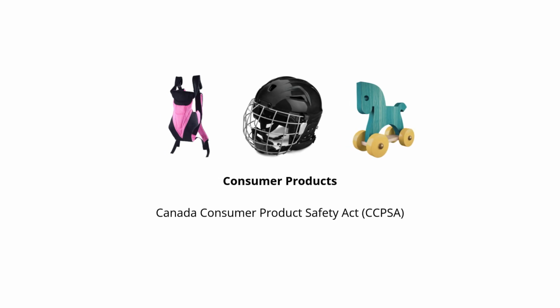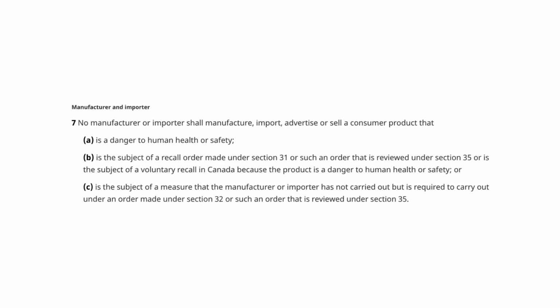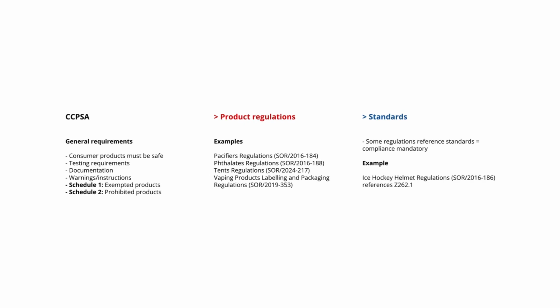Let's begin with consumer products and the requirements under the CCPSA. CCPSA states that no company can manufacture, import, advertise, or sell a consumer product that is A, unsafe, or B, is subject to a recall order. So essentially, consumer products sold in Canada must be safe. And the CCPSA can be broken down into 3 components. Now, let's take a closer look.